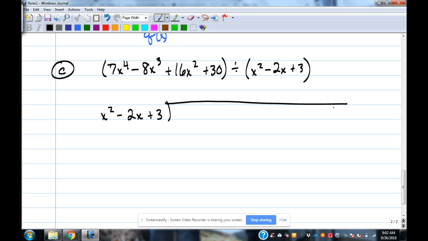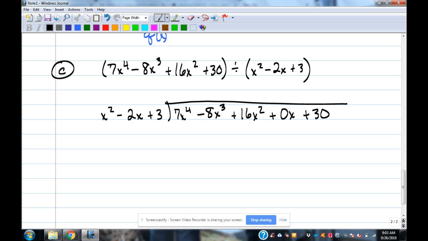For the inside, we got 7x to the 4th minus 8x cubed plus 16x squared. Now what? 0x. And then a plus 30. Remember, we've got to have that representative from every power, from the biggest to the smallest. Okay? It did not have a plain x, so we got to put that in there. Okay? That'll help us keep everything lined up and work out good for us.